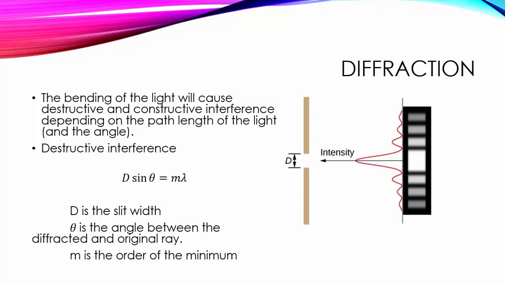We have an equation for the destructive interference where d is the width of the slit, and sine theta is the angle that the bent ray makes with the original ray, so you can think of it like the bent ray to a normal line. And then m is going to give you the order of the minimum. Remember, we're talking minimums now.